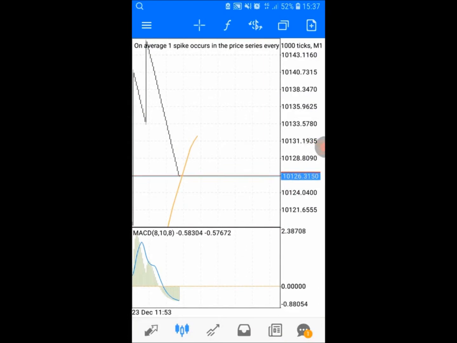I'm so sorry, I promised you earlier about the price action stuff, but I couldn't resist sharing this wonderful strategy with you. Now let's go to the settings as usual.